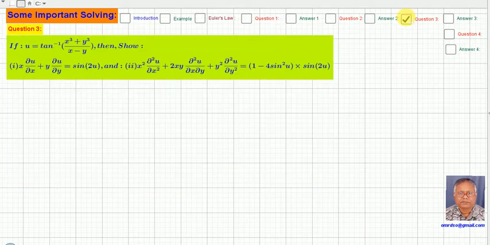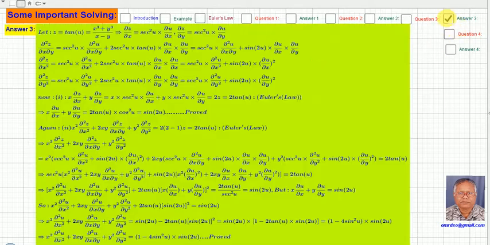Question number 3. It is a little bit big problem. I have taken two parts to solve. u is equal to tan inverse of (x cube plus y cube) upon (x minus y). Then prove that x del u del x plus y del u del y is equal to sin 2u and x square del square u del x square plus 2xy del square u del x del y plus y square del square u del y square is equal to (1 minus 4 sin square u) into sin 2u. आंसर कैसा होगा देखा जाए भाई. आंसर हमने यूं किया है.